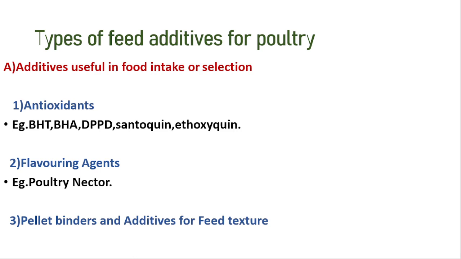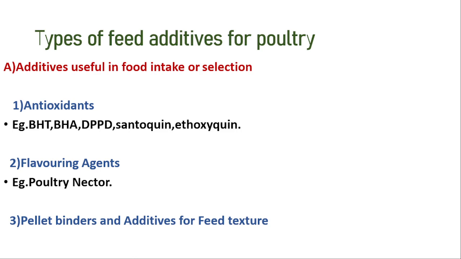Examples of antioxidants used as additives are BHT, that is butylated hydroxytoluene, then ethoxyquin, BHA, that is butylated hydroxyanisole, and DPPD, that means diphenyl paraphenylene diamine. These are some examples of antioxidants, and they are added at a 0.01% level in poultry feed.